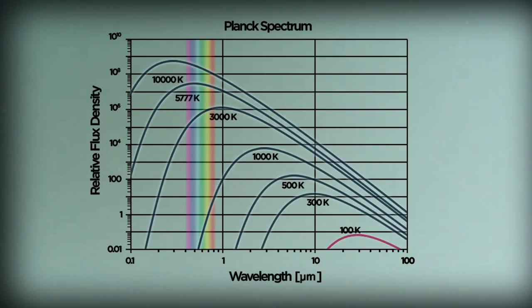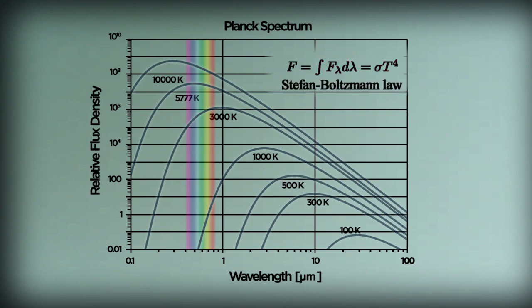First, as we increase the temperature, the curve lifts up vertically. Hotter sources produce more radiation at all wavelengths. The area under each curve, the integral of flux density over wavelength, is the total flux, which is equal to sigma times T to the fourth. That's the Stefan-Boltzmann law. You double the temperature, and the flux rises a factor of 16.